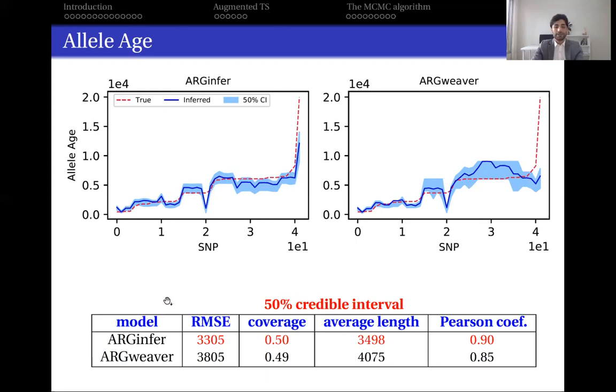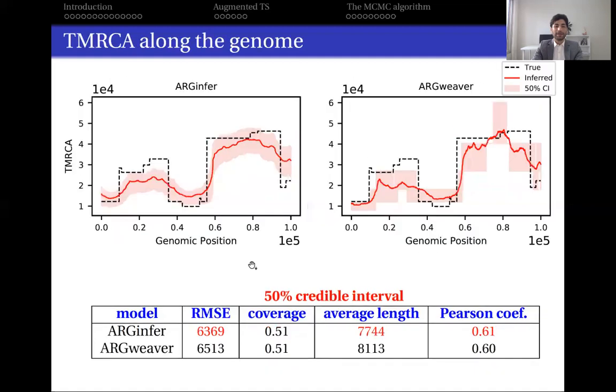And according to the statistics here, for almost all the measures, RMSE, coverage, average length, and the Pearson coefficient, which is the correlation, for all of them ARGinfer does better. So we see that our method is more accurate for this parameter. And the last parameter we talk about here is the TMRCA along the genome.